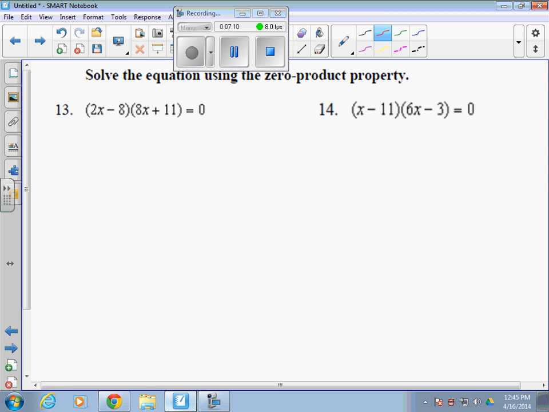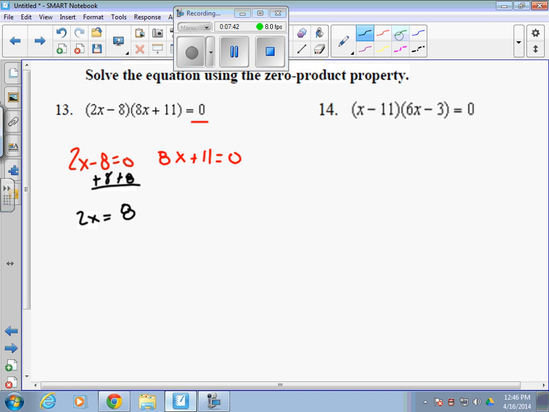Then you say solve using the zero property. Well, we have 2x minus 8 times 8x plus 11. One of these has got to be equal to 0 since it says the product is equal to 0. So you simply set them both equal to 0. 2x minus 8 equals 0, and 8x plus 11 equals 0. So undo minus 8 by adding it first. So you have 2x equals 8 plus 0, which is 8.